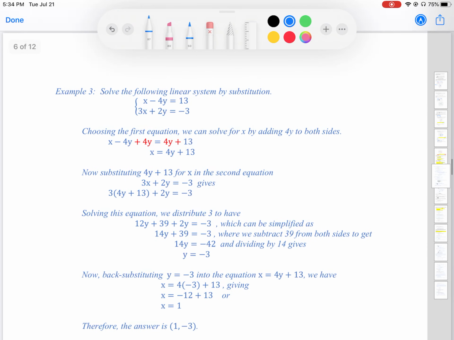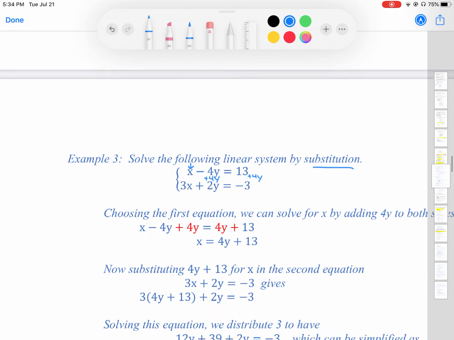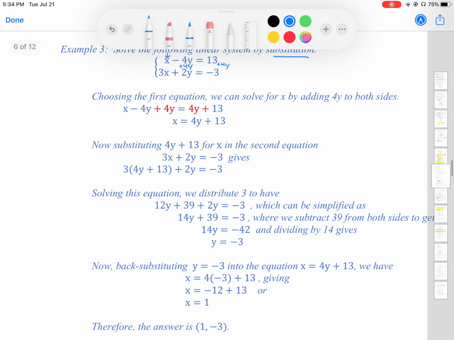So let's take a look at example 3. Solve the system by substitution. So as I look into my two equations, looking at my x's and my y's, is there one that would be easier to get by itself? Maybe a variable that doesn't have a coefficient? And there is, right? We see that we can get x by itself by simply moving that 4y, by adding 4y to both sides. And so we get x is equal to 4y plus 13.